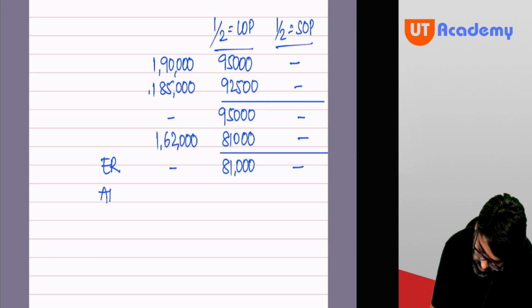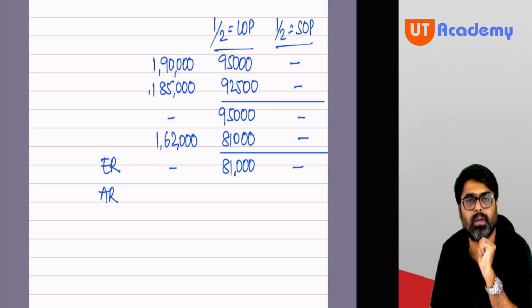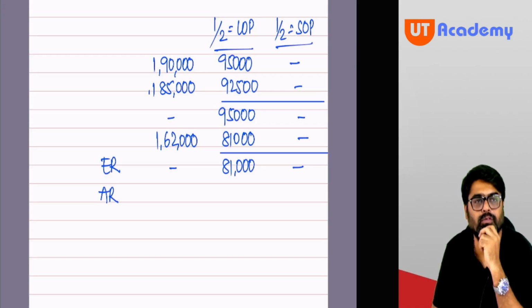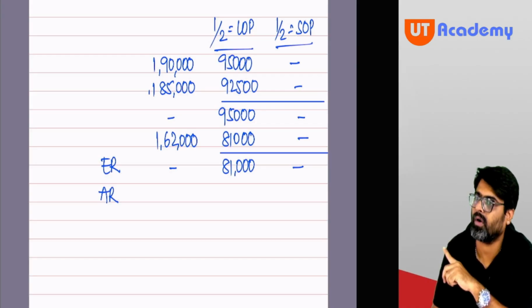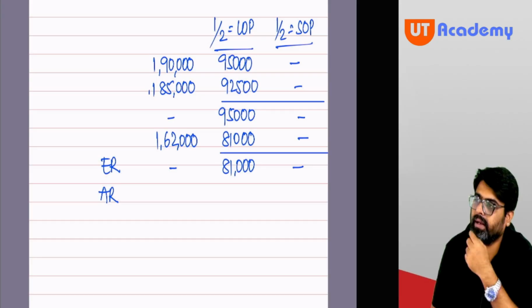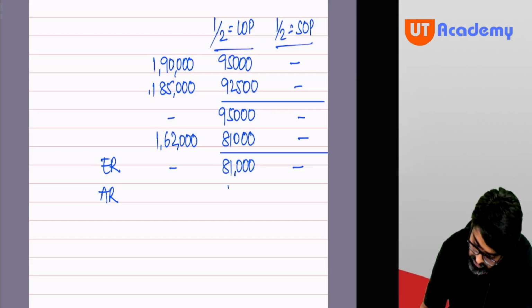Now what was the actual rent? 8,000 per month, and the property is vacant for how many months? 2 months. So actual rent will be for 10 months. What is the monthly rent? 8,000 into 10 will be 80,000. So actual rent will be 80,000.